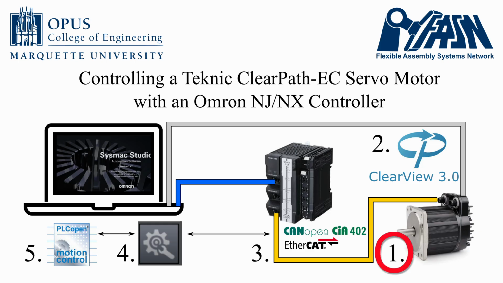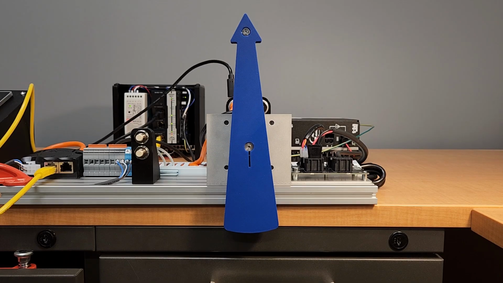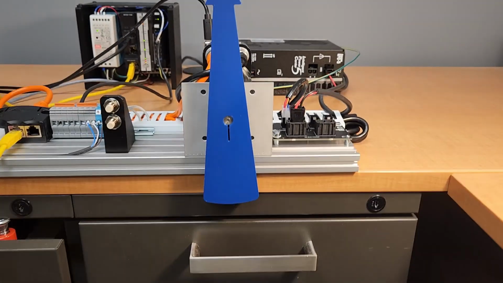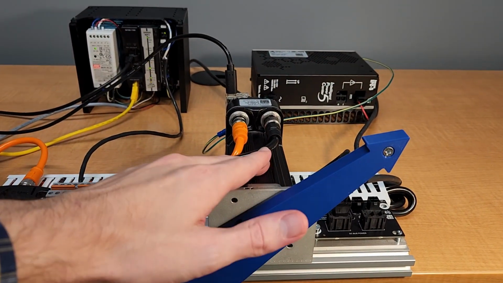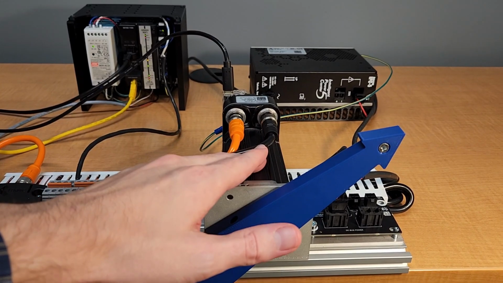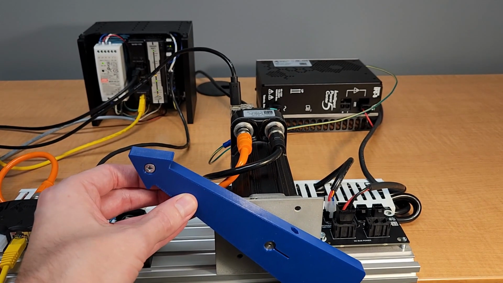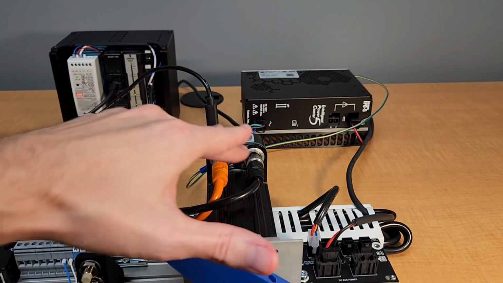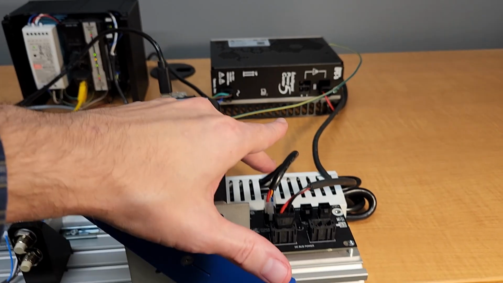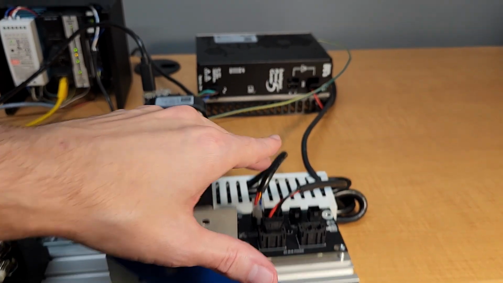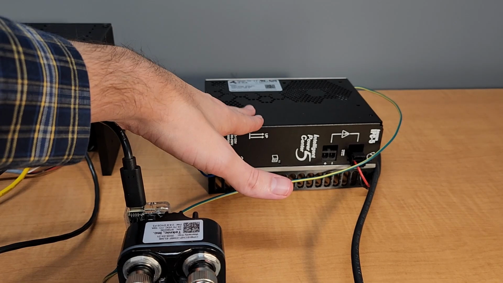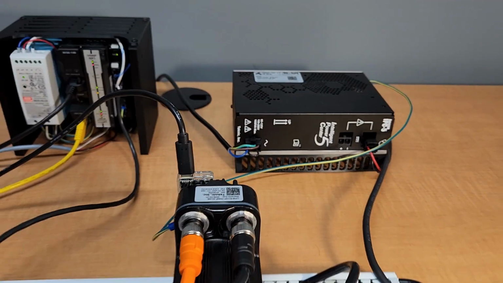Step 1 is already complete. I have a simple setup to show some capabilities of an Omron-controlled ClearPath-EC motor. Here is the ClearPath-EC motor. It is not attached to any transmission or load other than this arrow clamped to the shaft to clearly show the shaft position. The black cable is the power cable. It plugs into a power distribution strip where power is provided by this 75-volt DC power supply from Teknic. You don't need to use Teknic's power supply, but this one is designed to handle high peak current demand and regenerated energy typical in motion control applications.